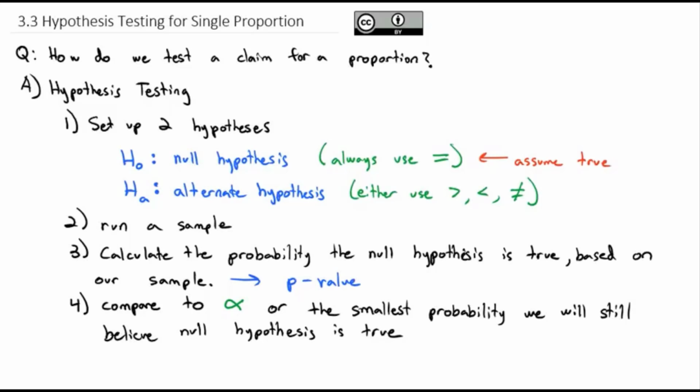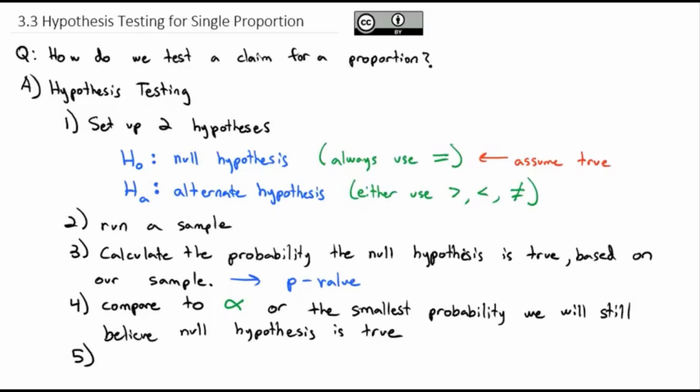So if our probability, our p-value, is smaller than alpha, that is too small of a probability to still believe the null hypothesis. And so we will have to reject the null hypothesis in favor of the alternative because our p-value was smaller than alpha, the smallest probability we still believe the null hypothesis is true. Or the p-value might be bigger than alpha. There is a greater probability that the null hypothesis is actually true, and then we won't reject the null hypothesis.